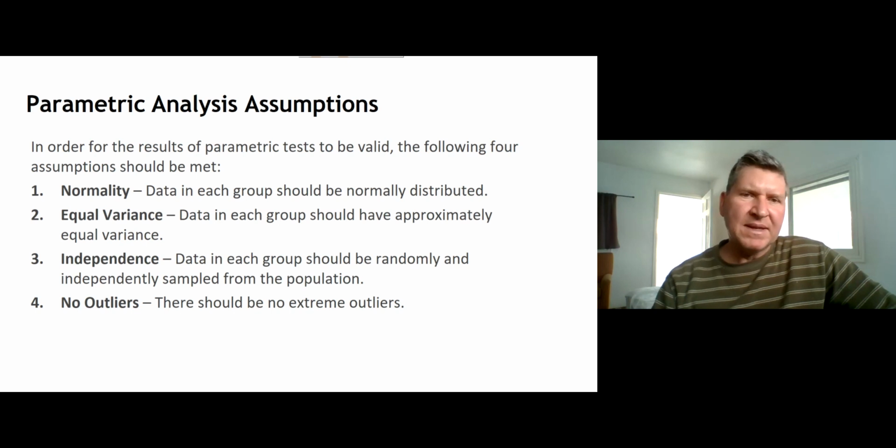The third is independence. So data in each group should be randomly and independently sampled from the population. We talked about the importance of random sampling early in this course.